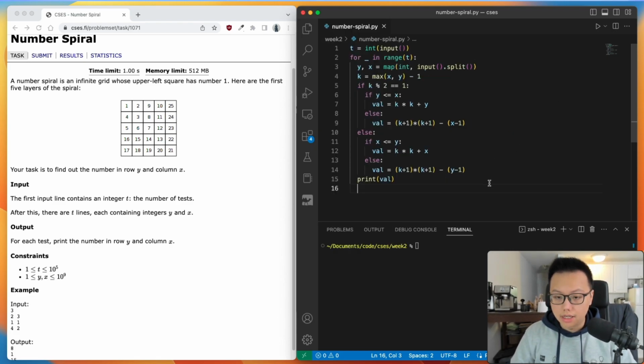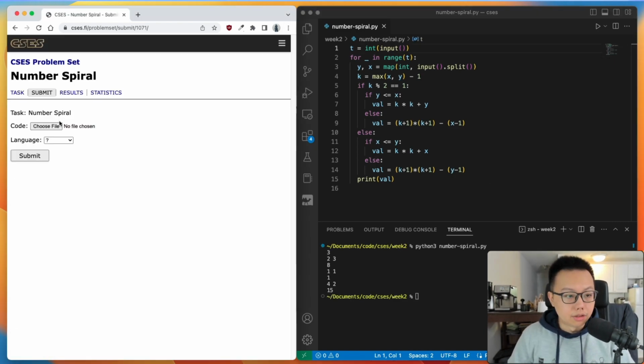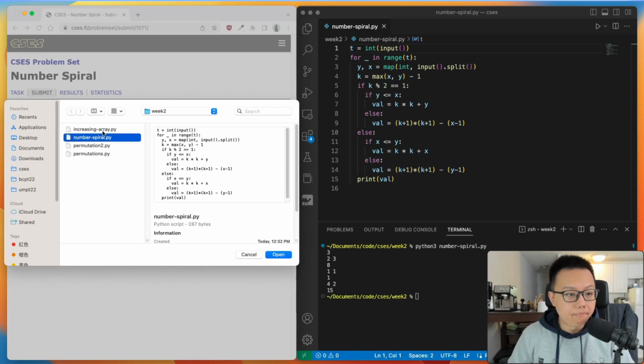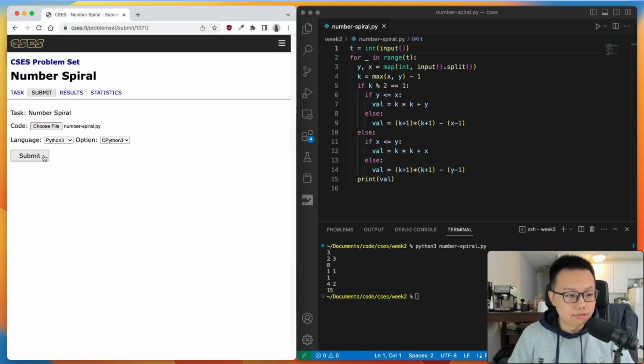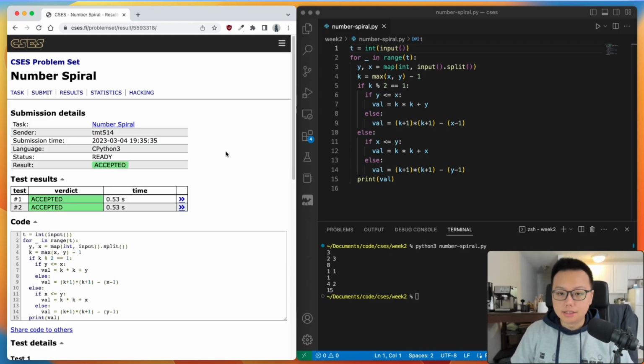Okay, so let's try to run this now. We have 3 test cases. The first test case is 2 and 3, and it gets 8 for us. Yes. Then we test 1 and 1, we get 1. Yes. And then we test 4 and 2, we get 15. We can try submitting this, and we should get it. Let's try it. Oh, it passed. Nice.